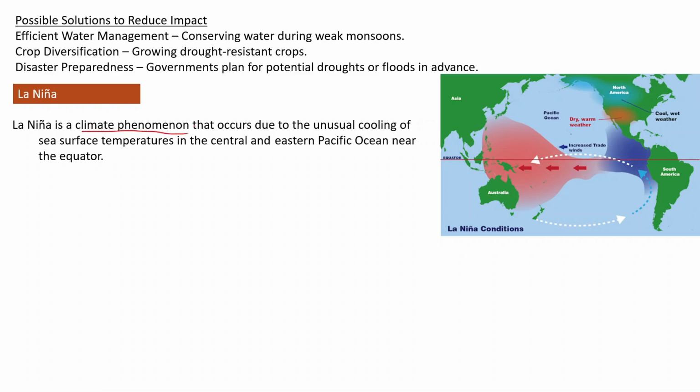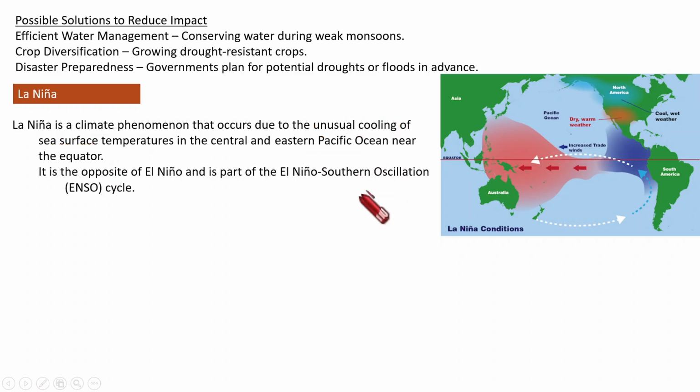La Nina is a climatic phenomenon that occurs due to unusual cooling of sea surface temperature in the central and eastern Pacific Ocean near the equator. It is opposite to El Nino. It is part of the El Nino Southern Oscillation cycle. That means after El Nino happens at one place, it again becomes normal, and then La Nina happens, and again it repeats. So that is the cycle.